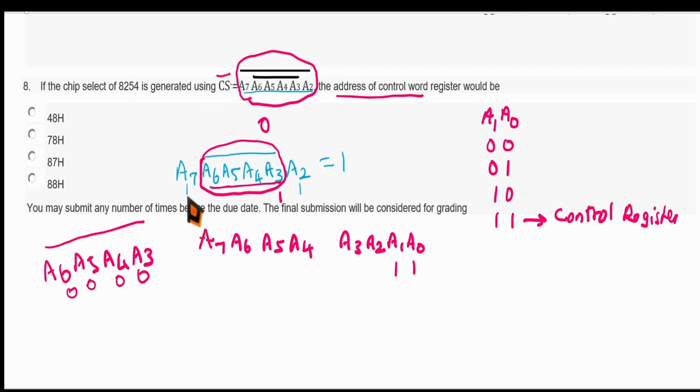So what are the values? A7 and A2 should be 1. And A6, A5, A3 all may be 0 or at least one should be 0. I take all the values as zeros. So you will get 8, 7, so 87 H. So the address of the control word register will be 87H.